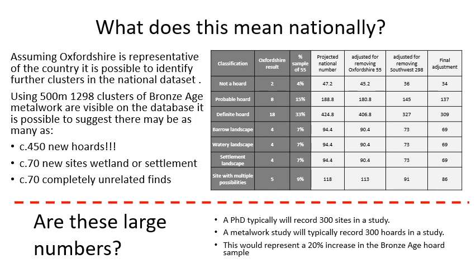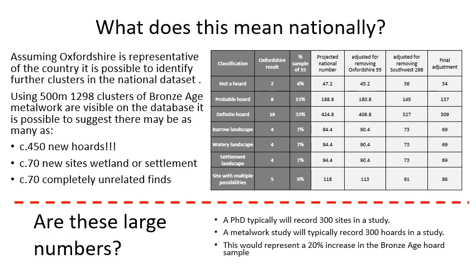Typically, a PhD studies about 300 sites or so. I think the largest metalwork study I know looks at about 600 Bronze Age metalwork hoards. So we've got between 1 and 1.5 PhDs' worth of data there, which has gone unrecognised. That seems like an awesome amount.